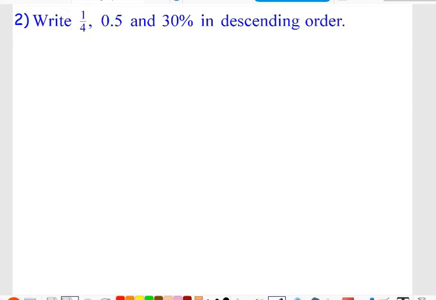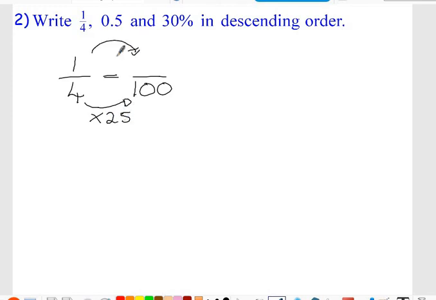Moving on to our next example then. Write 1/4, 0.5 and 30% in descending order. So again, I'm going to stick with writing them as percentages. So 1/4, again 4 is a factor of 100, so we can convert it to an equivalent fraction out of 100. What do we multiply 4 by to get 100? We multiply it by 25, and then we do the same on the top.